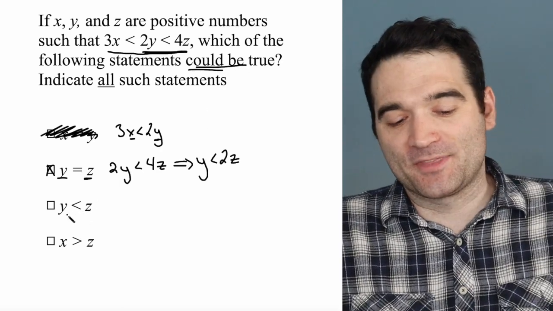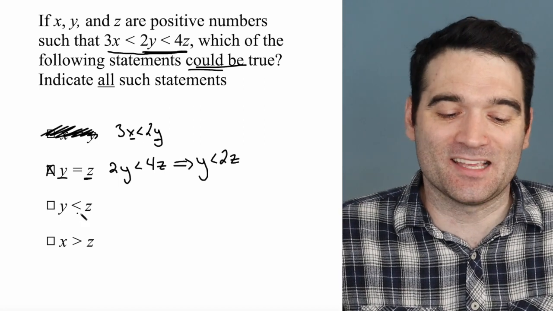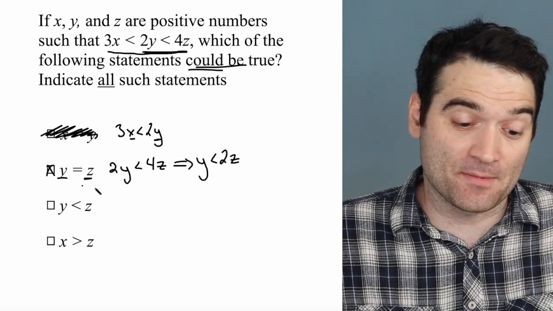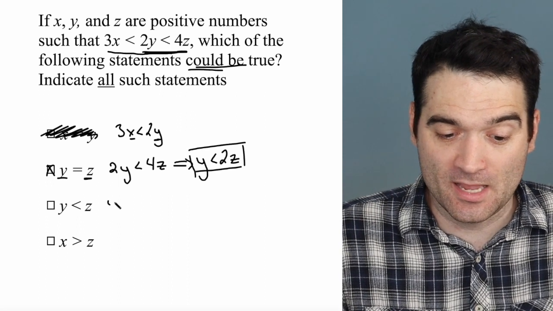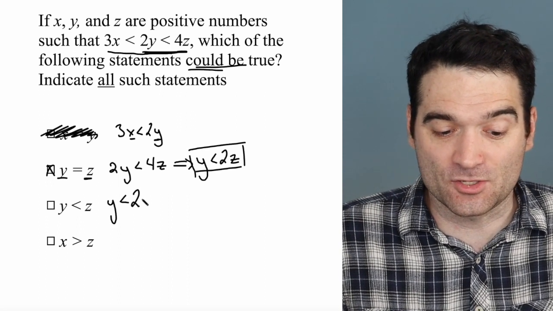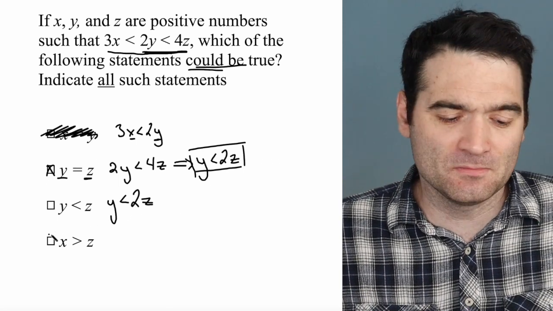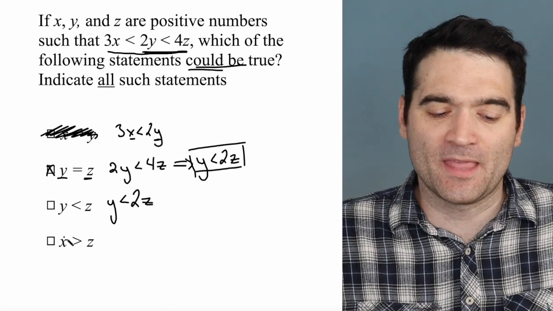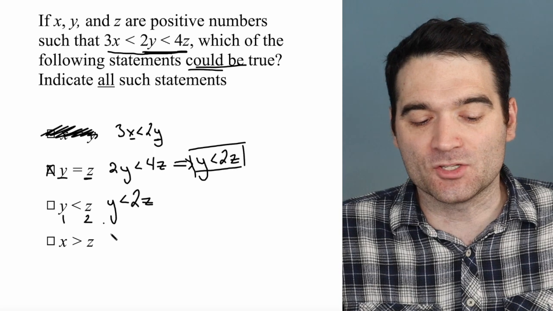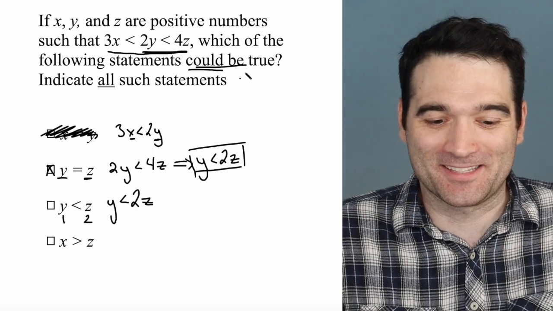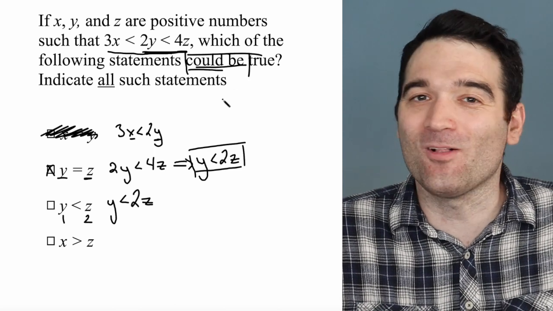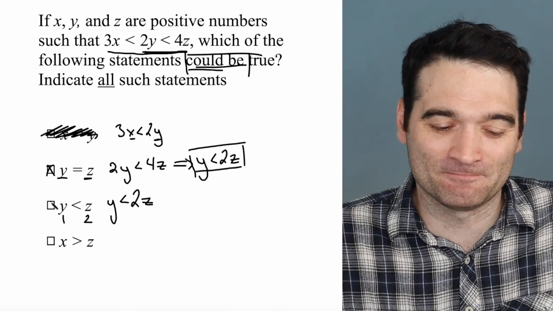All right, how about this one? y is less than z. Well, I'm dealing with the same two variables, so let me take this exact same relationship here, and I have y is less than 2z. Is it possible to make y less than z? How about y is 1 and z is 2? 1 is less than 4? Yeah, done. That's the magic of "could be." All I need is one case, and I'm set.